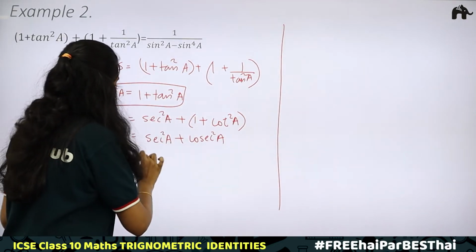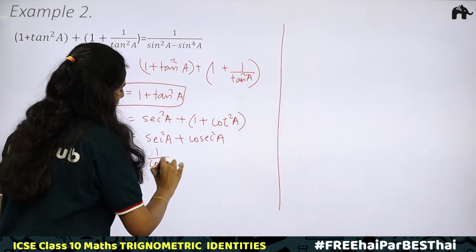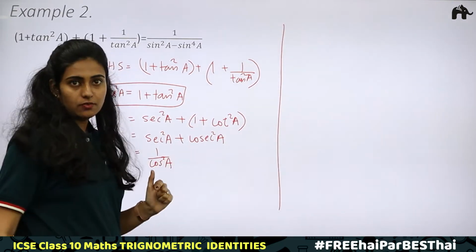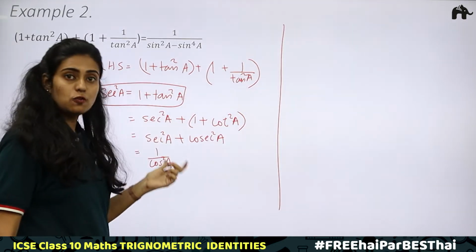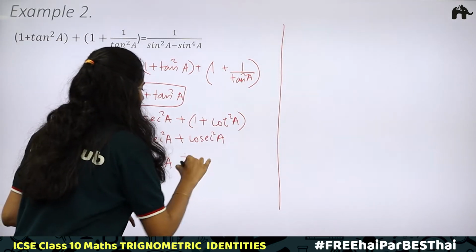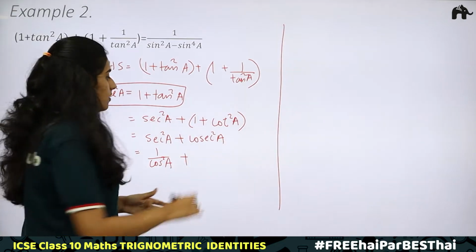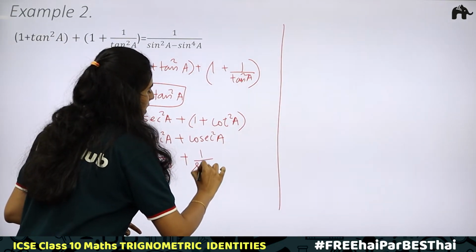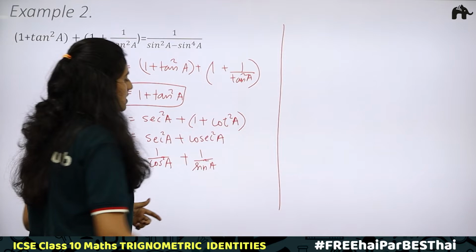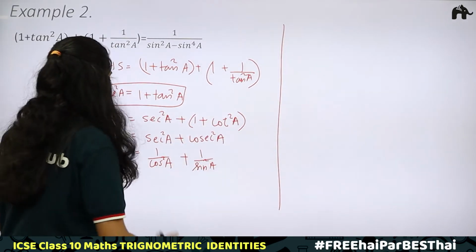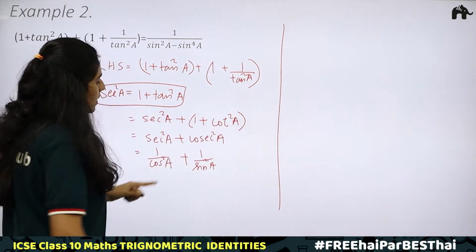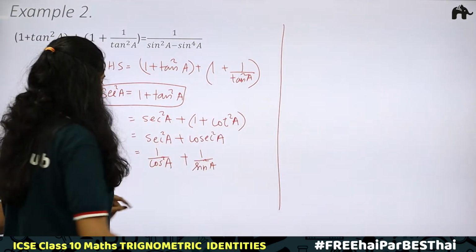The sec square A can be converted into 1 by cos square A. We know sec is the reciprocal of cos. Therefore, sec square A will be equal to 1 by cos square A, plus, what about cosec square A? Cosec square A is 1 by sin square A, since cosec is the reciprocal of sine. So you have 1 by cos square A plus 1 by sin square A.